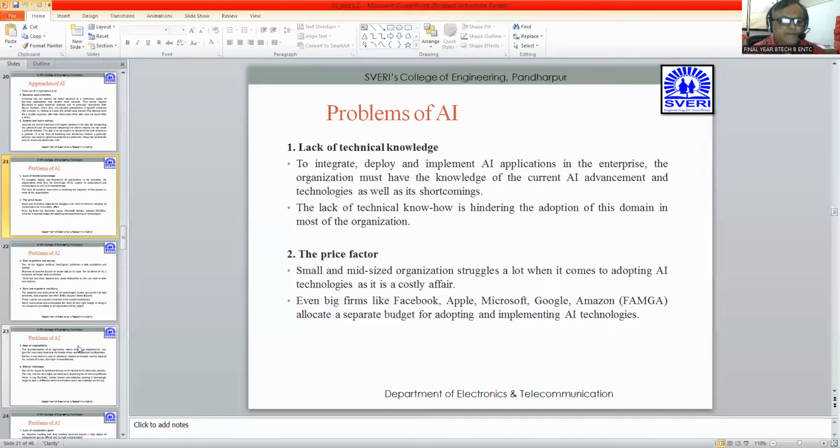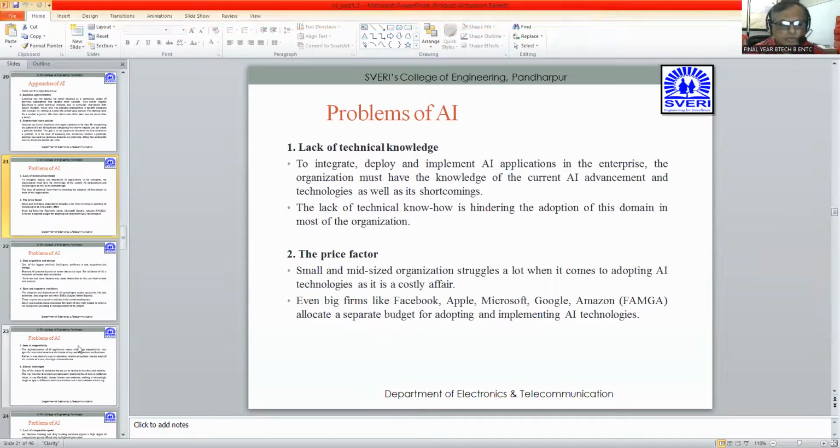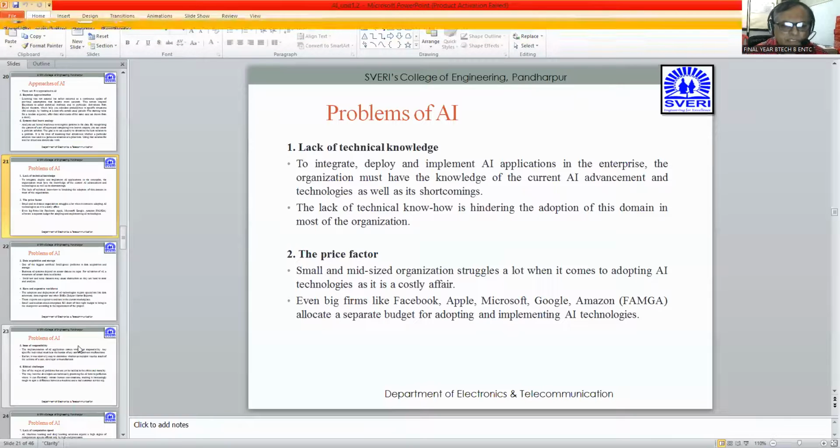Second is the price factor. The second most important issue is how much expense industries will have if they are going to adopt AI. Is it really a costly affair? Small and mid-sized organizations struggle a lot when it comes to adopting AI technologies, as it is a costly affair. So small and medium industries will find it difficult. The MNCs and top industries can manage it, but again, it's a little expensive for them to accept also.